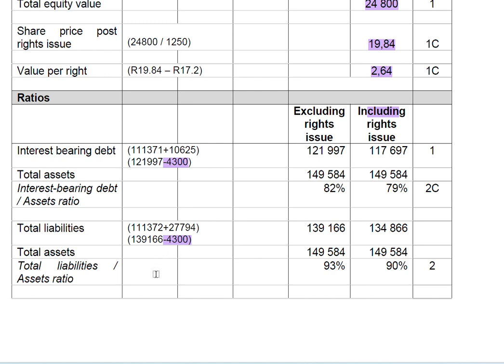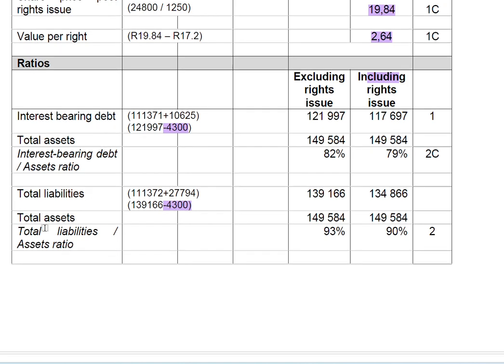Now let us look at the other ratio, which is the total liability over asset ratio. So what's the difference between the two? The first one only looks at interest-bearing debt, but this one looks at the total. So we're going to look at the total liability, which will be both current liability as well as non-current liability, without excluding any items that are not interest-bearing. Then we're going to have 139,166.